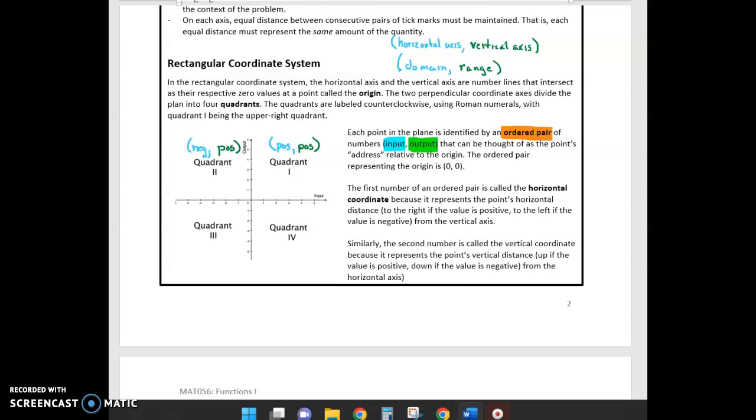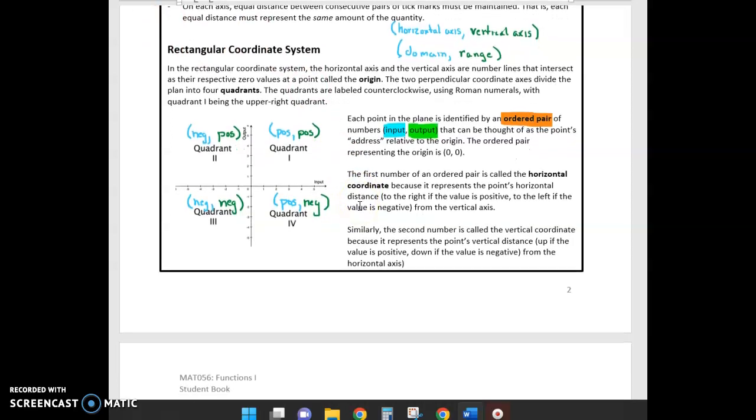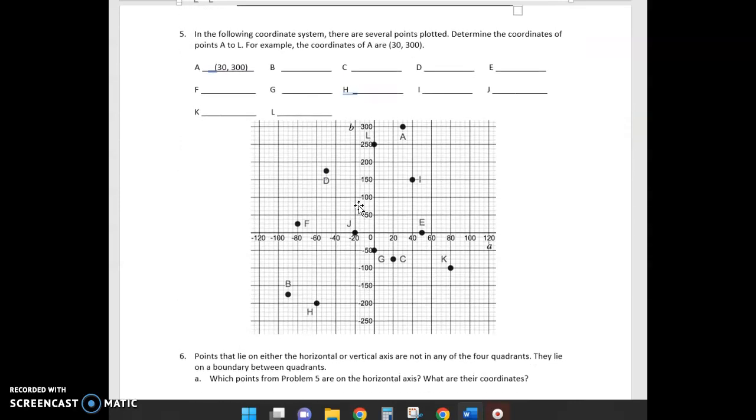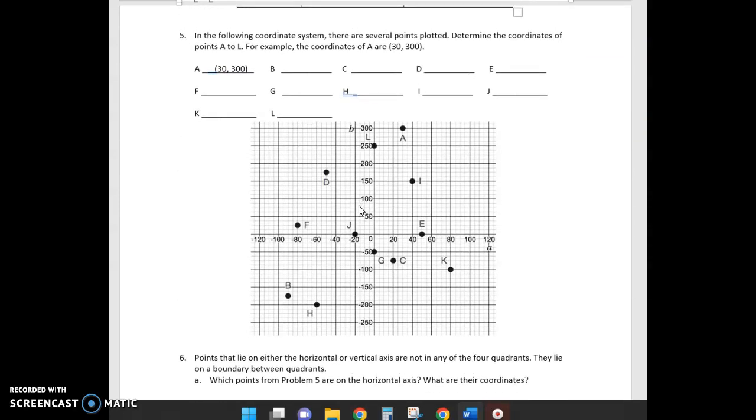For quadrant 3, we go negative, because we're going to go to the left. And this time we're going to go down, which is also negative. So this is the negative, negative quadrant. And then quadrant 4, we're going to go to the right. So this is positive. But we're going to go down, which makes this negative. So that's the positive, negative quadrant. So that helps us identify where points would be located. All right, so now let's look at this coordinate plane. And I'm just going to identify some of these points.